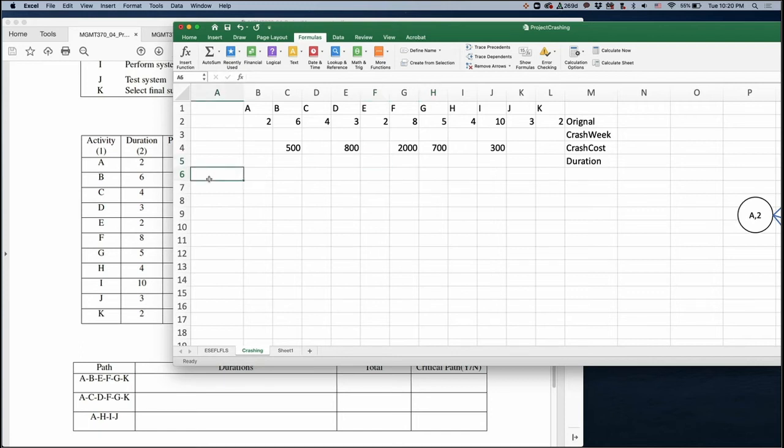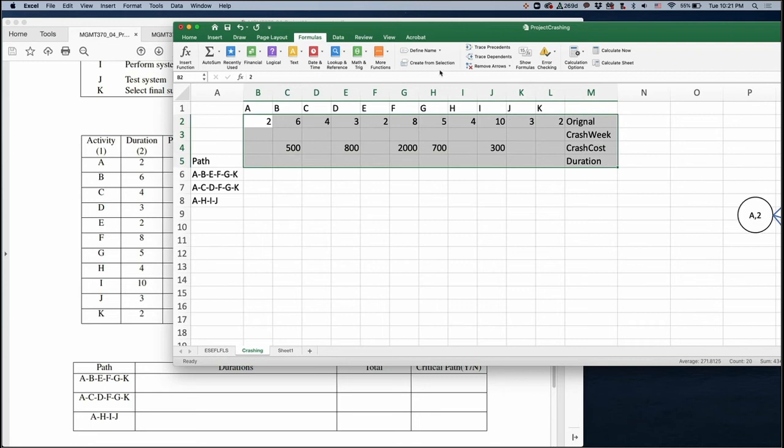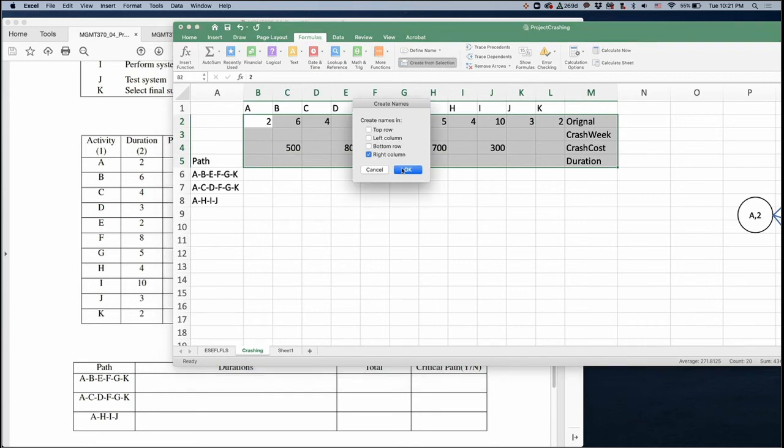And now you add the name first. To add name, you just select this range and create from selection. And your name is from the right column, so you can complete this. And the duration is actually original minus crash week, right? And this is your duration. Currently there is no crashing, so that's why the original and duration are the same.